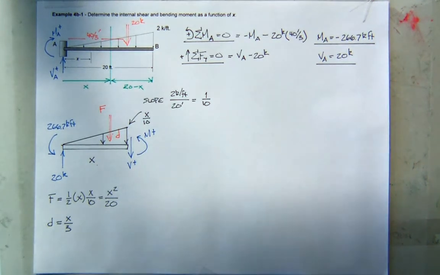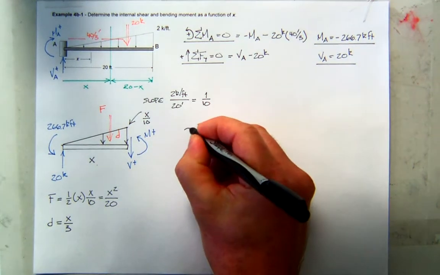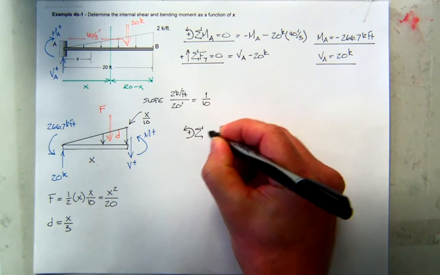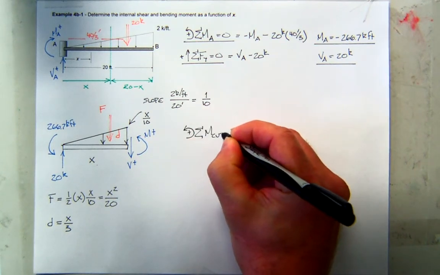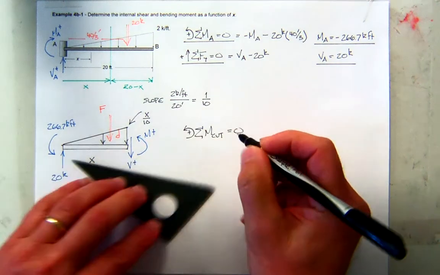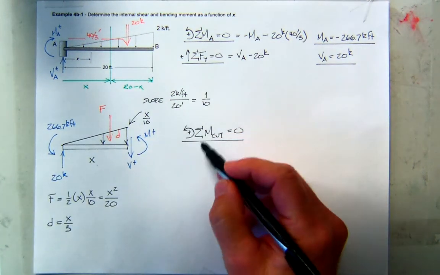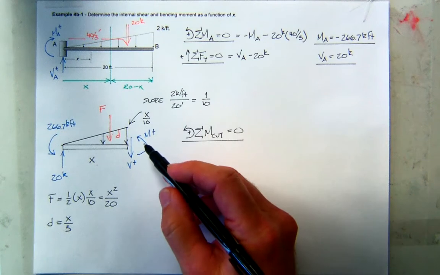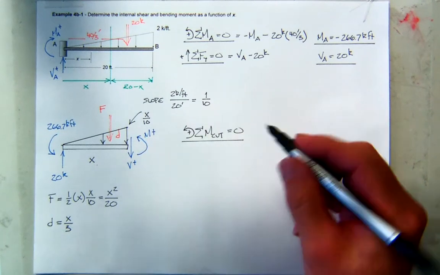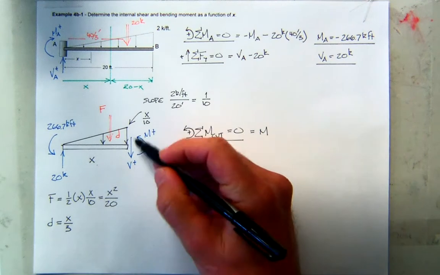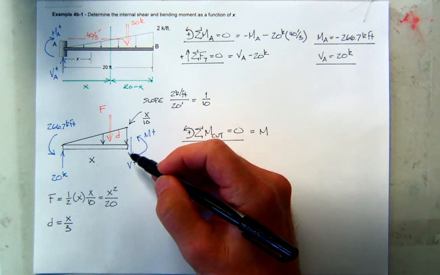So once that's done, all I have to do is say, okay, now I want to make sure this is in equilibrium. So we always like to sum moments at the cut. We've done that a few times. And we're going to do it again. I'm going to use right-hand rule for my sign convention for my moment. So starting here, what kind of moment is this with this sign convention? It's positive. The shear force does not create moment at the cut, so don't have to worry about that.